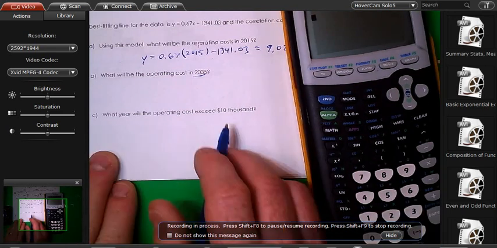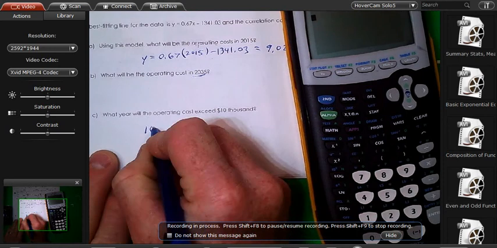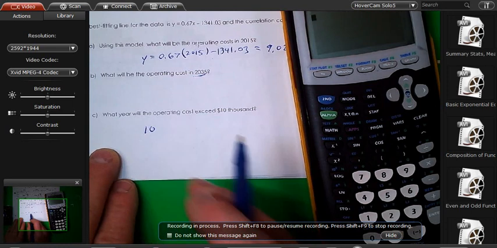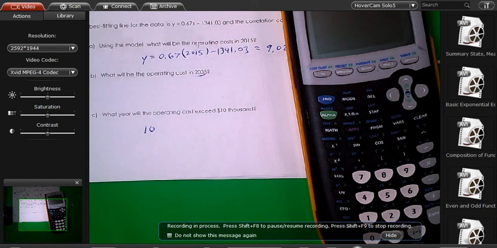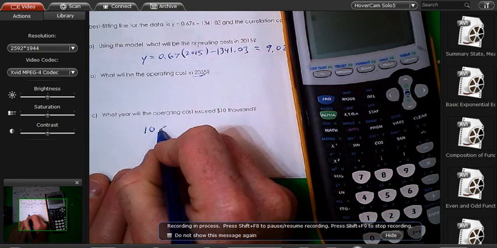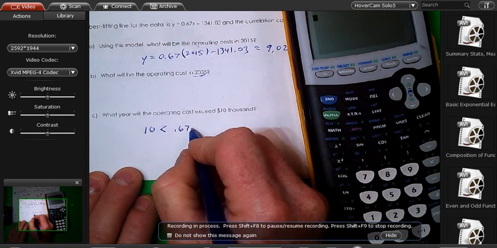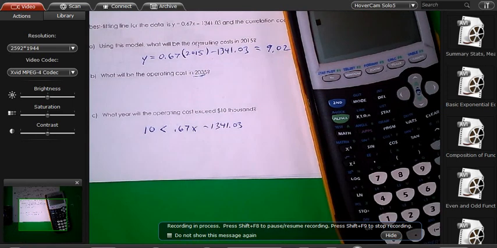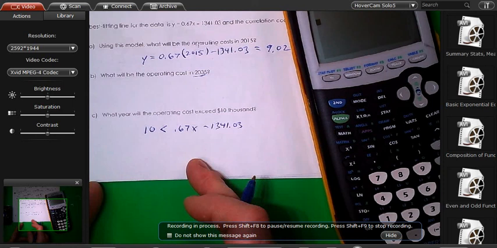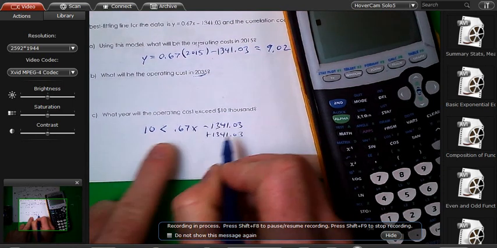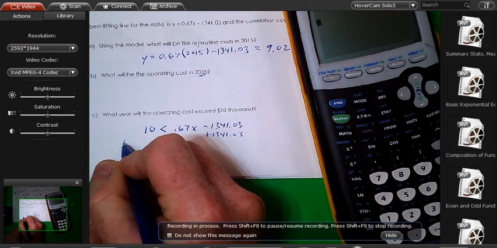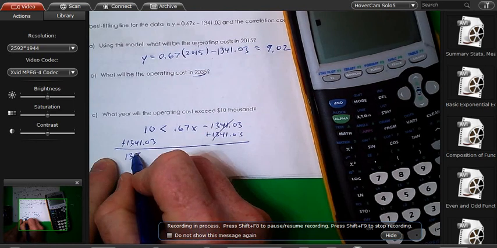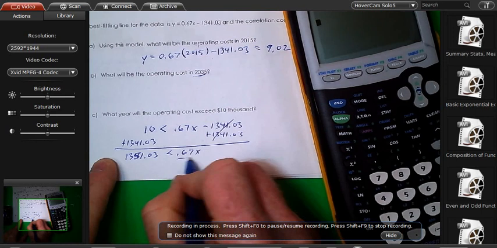So it's going to be 10, and we need the cost to exceed $10,000. So that means we want the right side of this equation to be greater than the left. So 10 is less than 0.67x minus 1341.03. So instead of plugging in for x, now we're plugging in for y. And we just solve this equation. So I need to add 1341.03 to both sides. So that gives me 1351.03 less than 0.67x. The last step is to divide by 0.67.